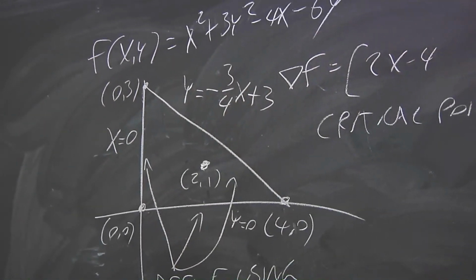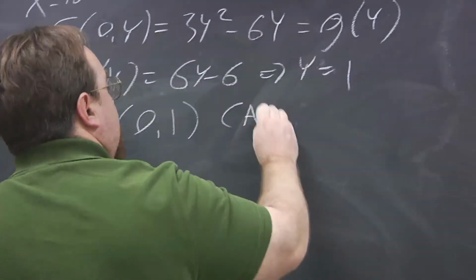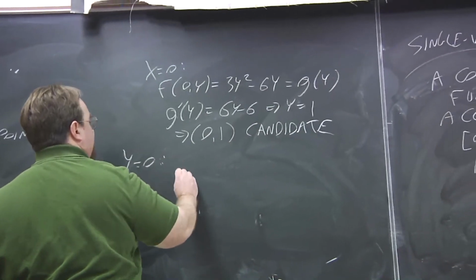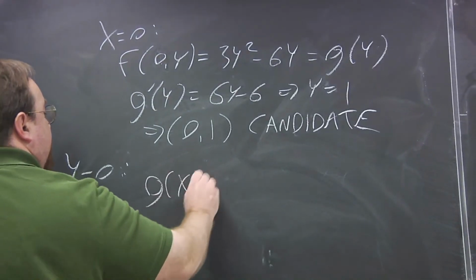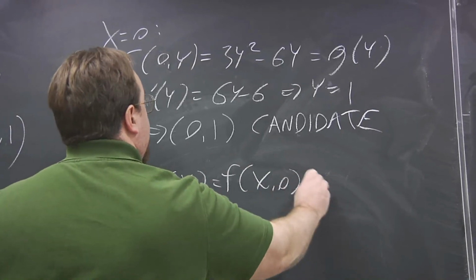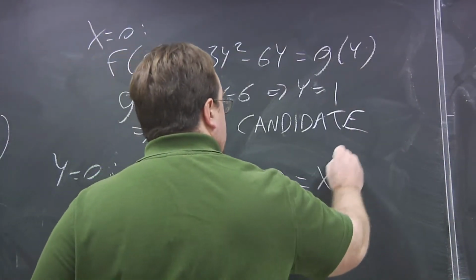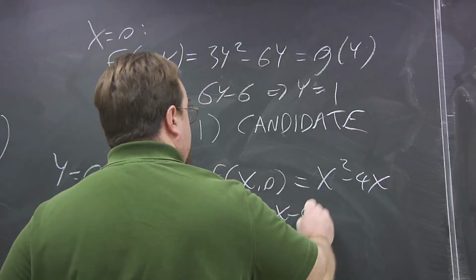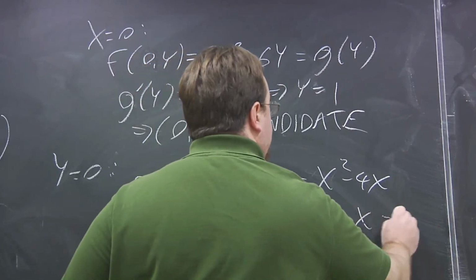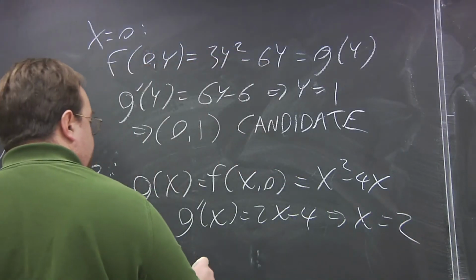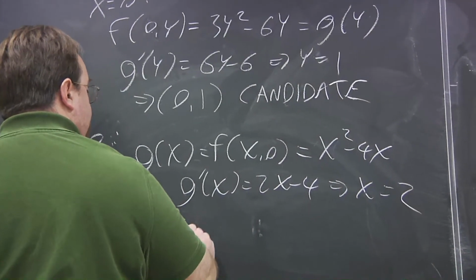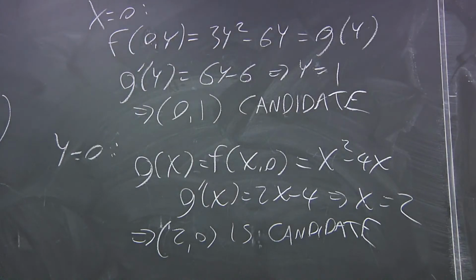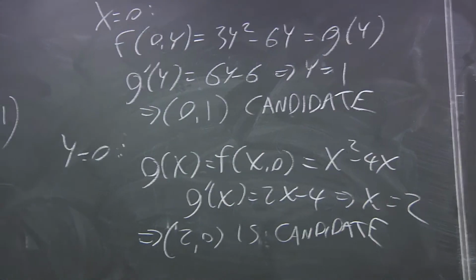So when x is 0, y equals 1, that is a candidate. Now y equals 0. We now have function g(x), which is f(x, 0). So that's going to be x squared minus 4x. g'(x) is 2x minus 4. So x equals 2 is the one and only critical number for the function along that edge. So the point x is 2, y is 0 is a candidate. So we have this point and this point.